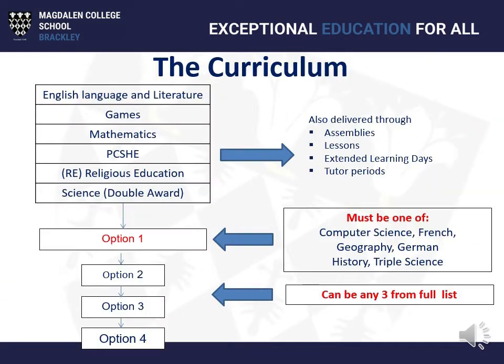Now your child will study English language and literature, that's a double GCSE. They'll study maths, science, RE, PSHE and do games lessons as well. That makes up our core curriculum, including one option in red here, which must be one of computer science, French, geography, German, history or triple science.